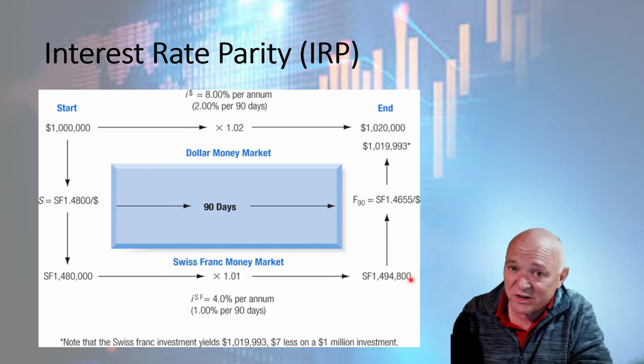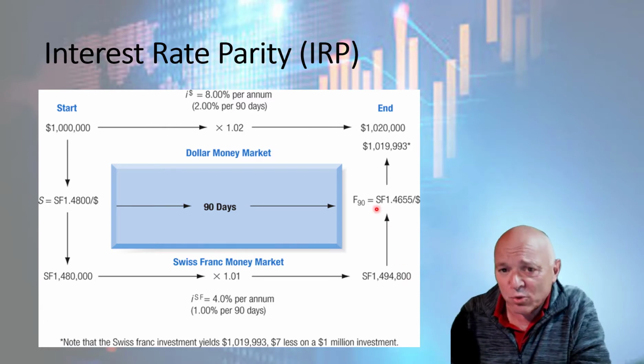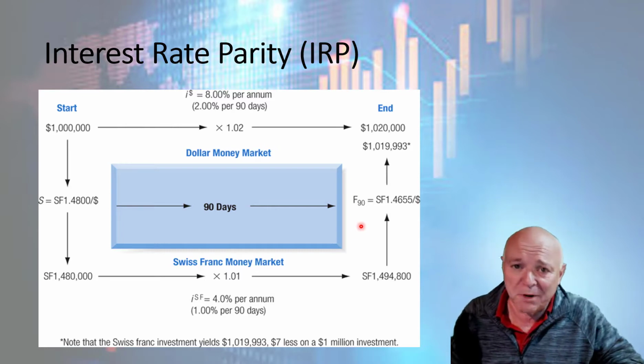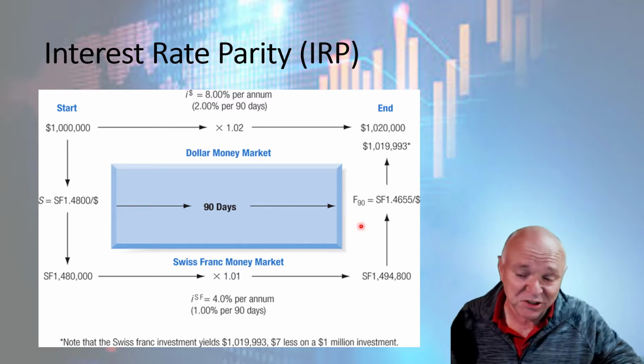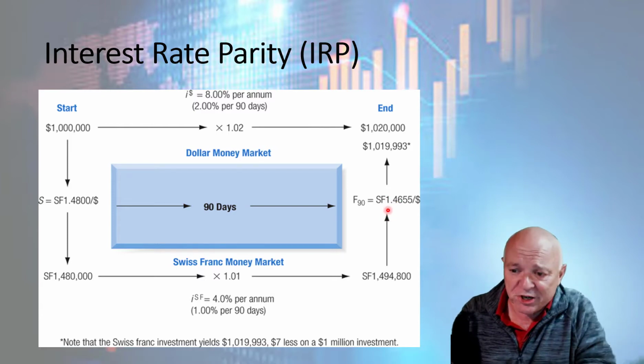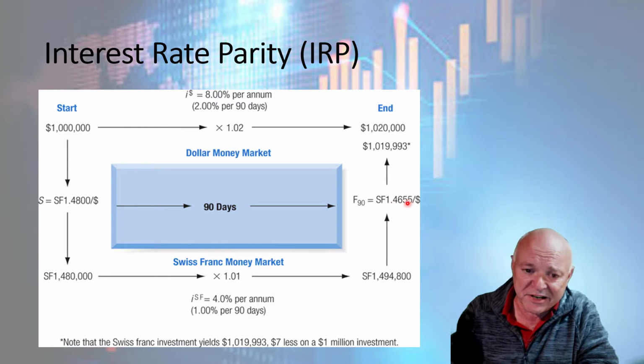You would have earned less interest in Swiss francs, but here's the deal. At the end of 90 days, the forward rate, the rate at which you expect to be able to turn your money from Swiss francs back into dollars, well, the Swiss franc has appreciated. It's moved up against the US dollar. Now, $1 is only going to cost you 1.4655 Swiss francs. It's gone up from 1.48 to 1.4655.